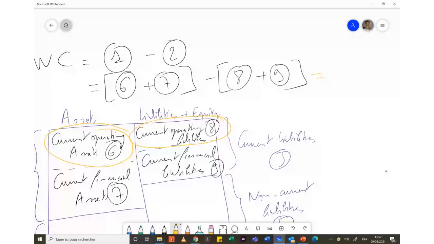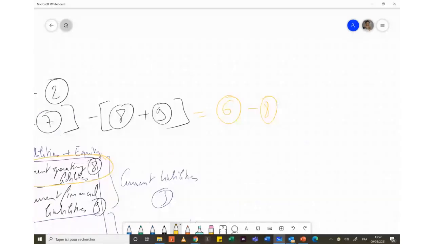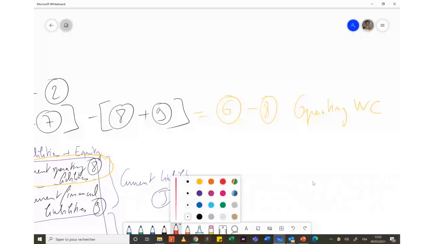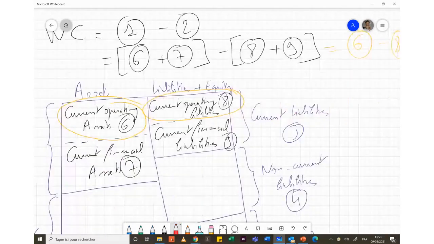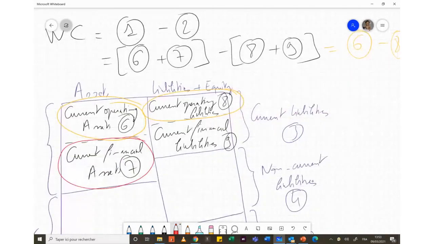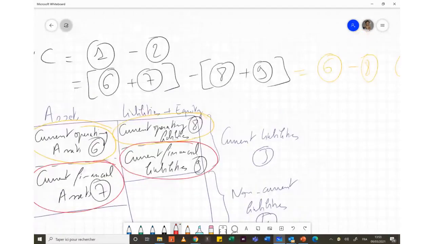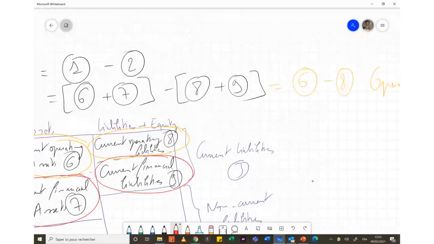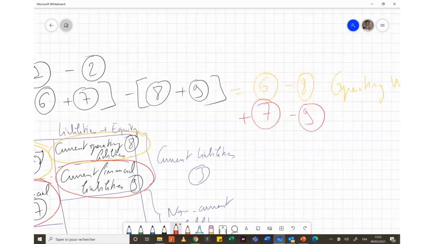So here is what we name the operating working capital, or working capital requirement. And we separate it from the financial assets and financial liabilities. So the rest of the equation is the 7 minus 9. And this one, we can name it net cash.